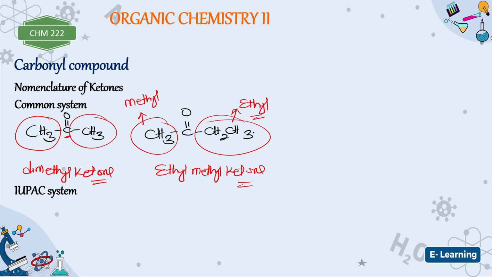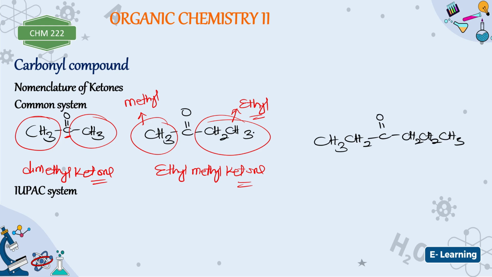Now you can try this one as a practice question. So this is CH3, CH2, C double bond O, CH2, CH2, CH3. What do you think would be the common name for this compound? You can pause the video now and then try it out yourself.